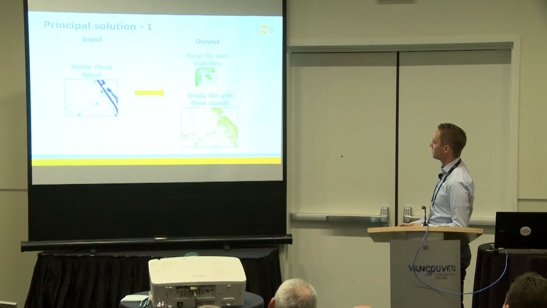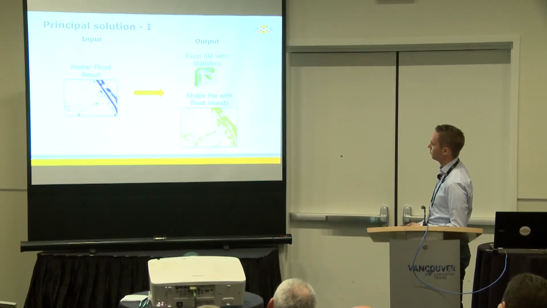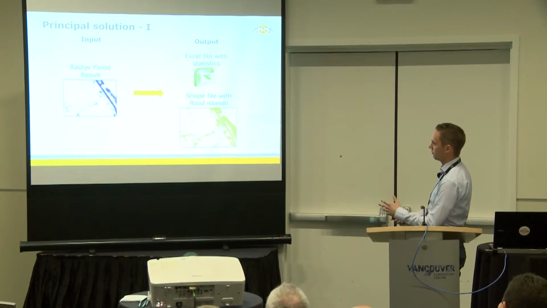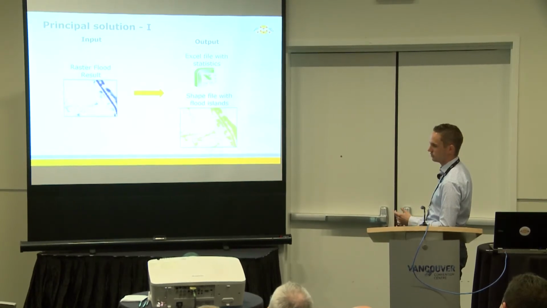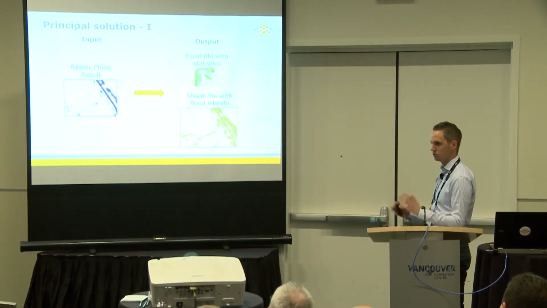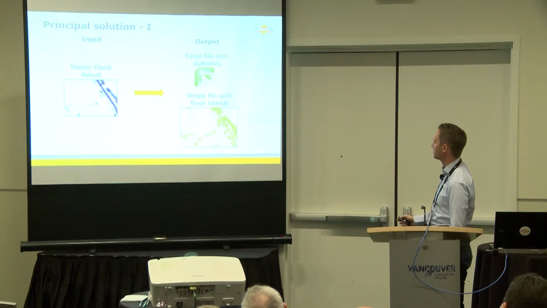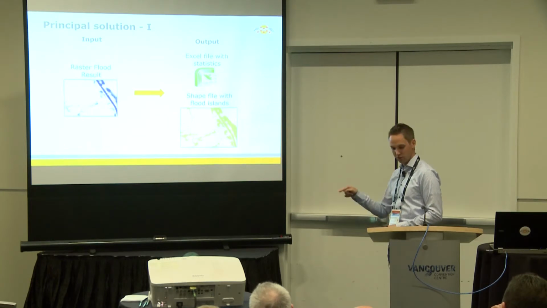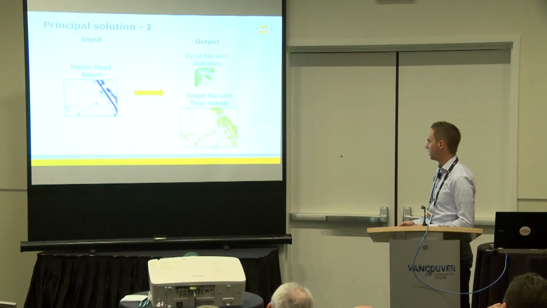So the solution again is that I have some flood raster results where, instead of having a lot of values, I only have a value where it's flooded and everything else is just no data values. And my output is an Excel statistical file with all the statistics and a shapefile where I can click on each individual island and find the flooded volume in the different areas.